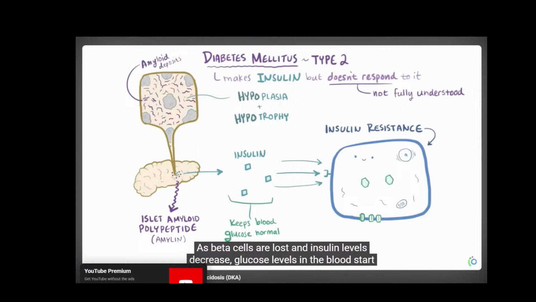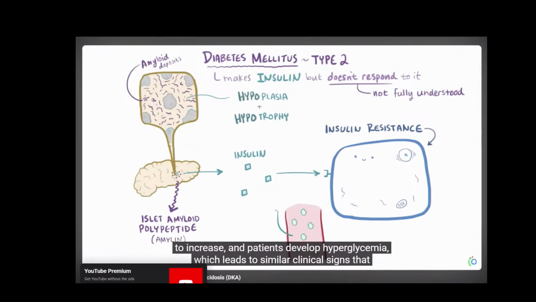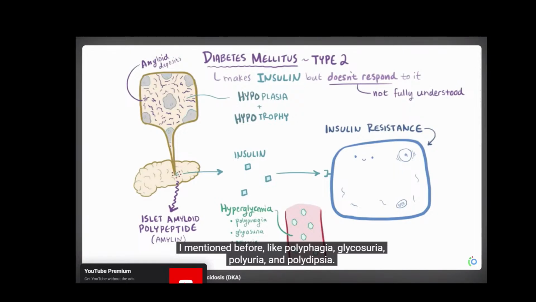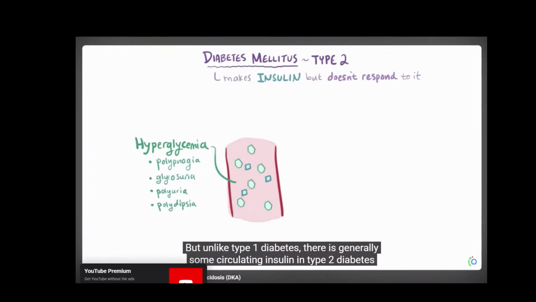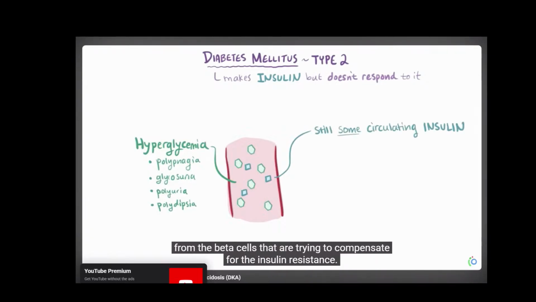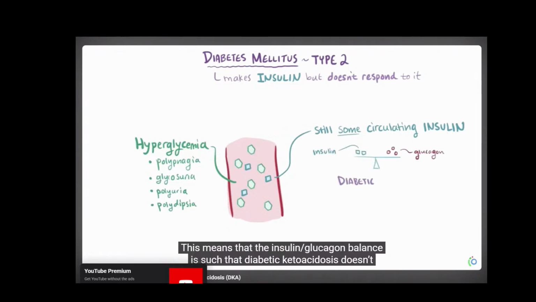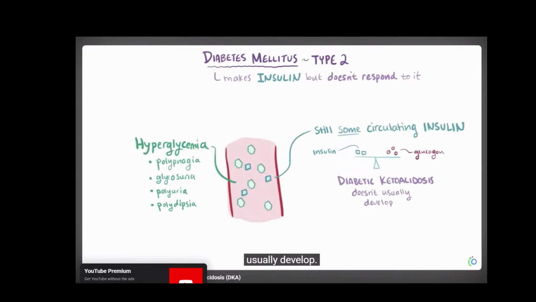As beta cells are lost and insulin levels decrease, glucose levels in the blood start to increase, and patients develop hyperglycemia, which leads to similar clinical signs that we mentioned before, like polyphagia, glycosuria, polyuria, and polydipsia. But unlike type 1 diabetes, there's generally some circulating insulin in type 2 diabetes from the beta cells that are trying to compensate for the insulin resistance. This means that the insulin-glucagon balance is such that diabetic ketoacidosis does not usually develop.